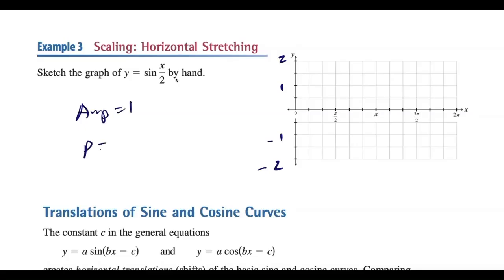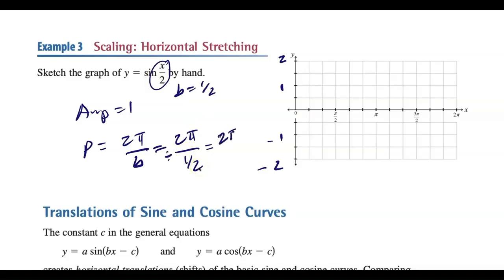My period is 2 pi over b. So my b in this case is 1/2. 2 pi over 1/2. When you have a fraction divided by a fraction, it looks scary. I just think about this as a divide sign. I rewrite it 2 pi divided by 1/2. And the way you divide is multiply by the reciprocal. It's 2 pi times 2 over 1, which is 4 pi. That's my period, 4 pi.